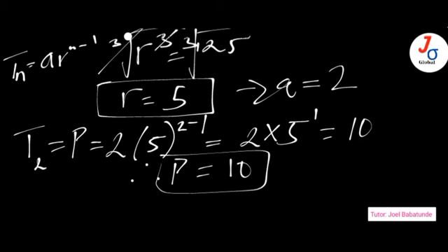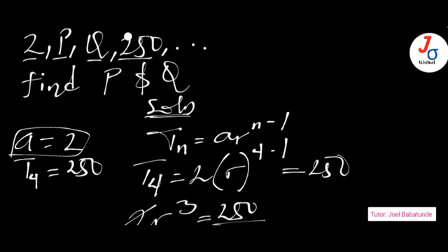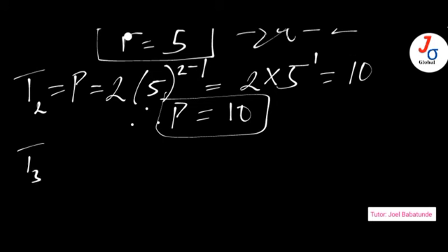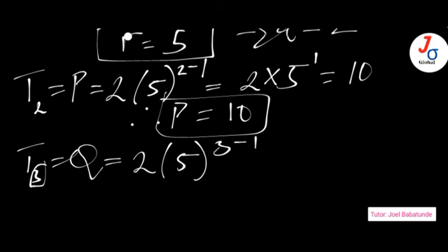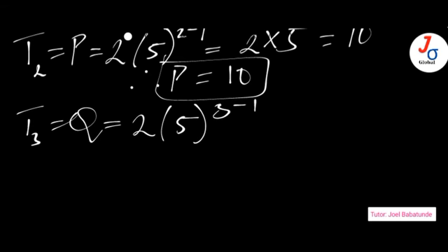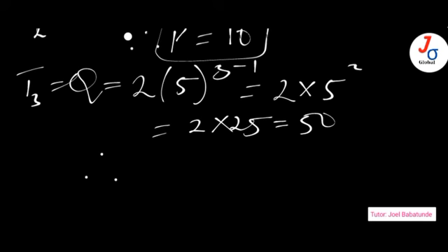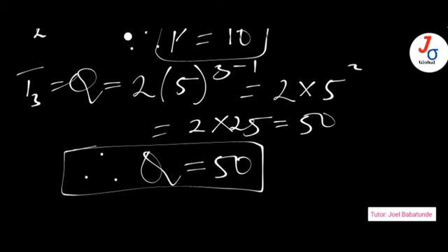Okay. So Q is going to be what? The third term. First, second, third term. So third term, that's Q. And that equals 2 into 5 raised to 3 minus 1, because this is the n. And so that gives us 2 multiplied by 5 to the power of 2. And that gives us 2 multiplied by 25, and that gives us 50. So therefore, Q equals 50. So we have gotten our values for P and Q.